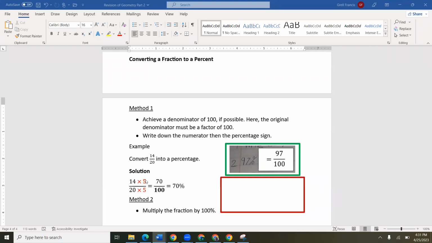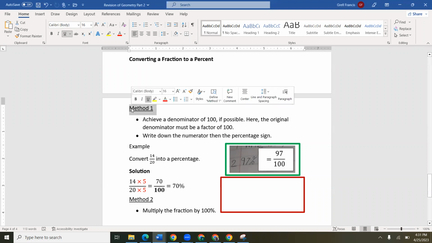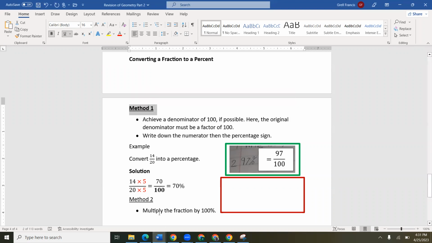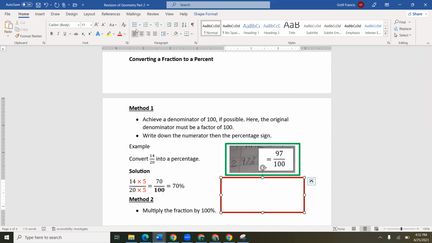Now, method 2, here it is. This is method 1. Let's put it in bold. And here's method 2. Method 2 is very simple. It says simply multiply the fraction by 100%. So I wanted to draw attention to the 100%. Bear in mind 100% is just another way of writing 1. 100% is 1. Let's prove it.